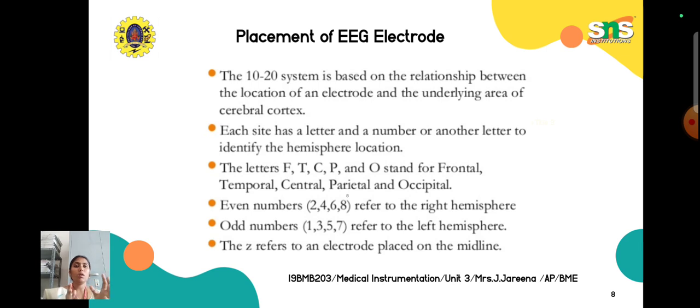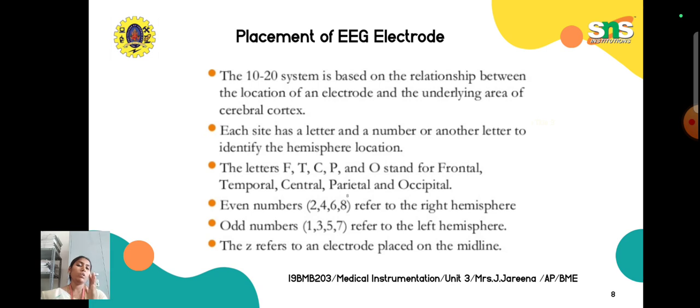F is for the frontal part, T for temporal, C for central, P for parietal and O for occipital. We use these letters based on the lobe location. If you place an electrode on the frontal part, it is represented by F, so we can easily identify that the electrode is giving the electrical activity of the frontal part. If the electrode is named T, it means the electrical activity of the temporal part. So for easy identification we have this lettering system.